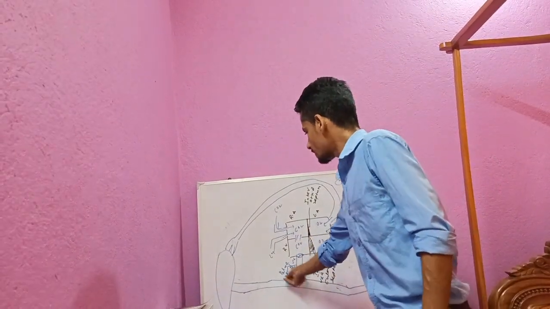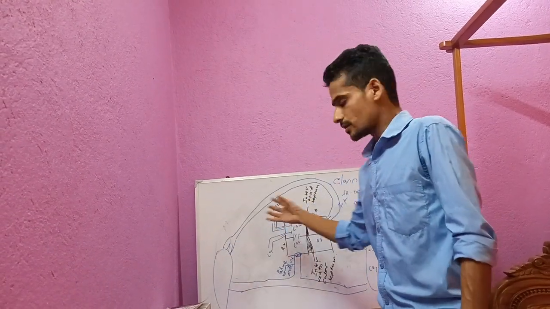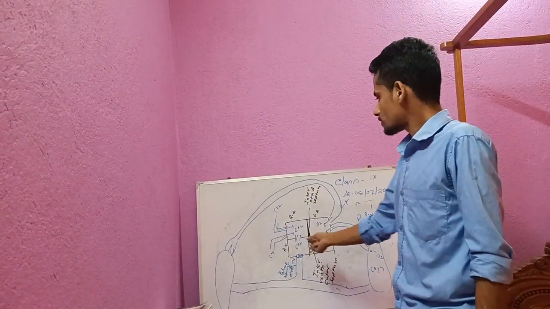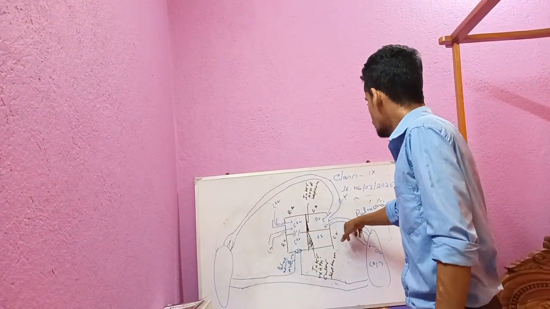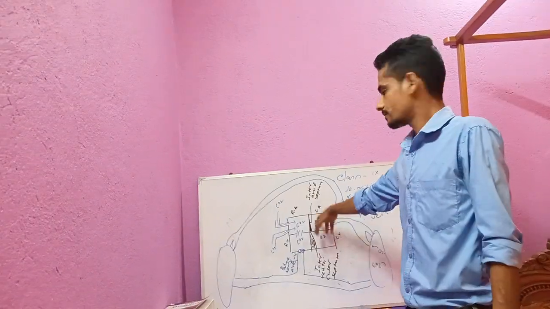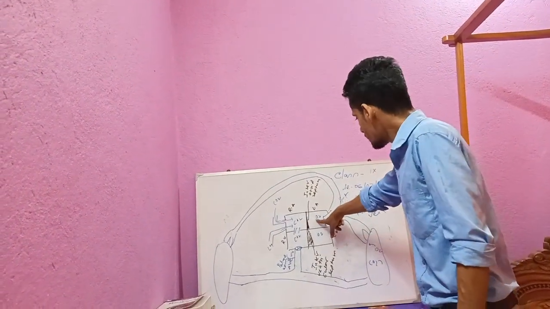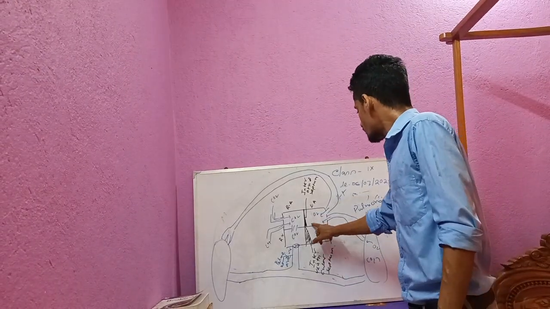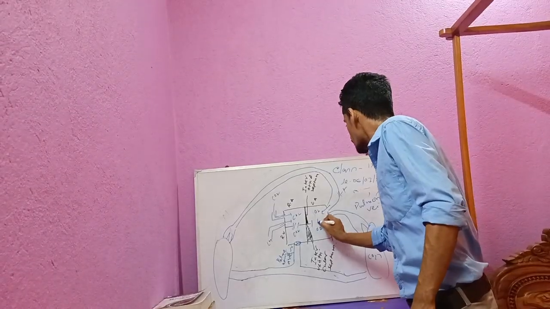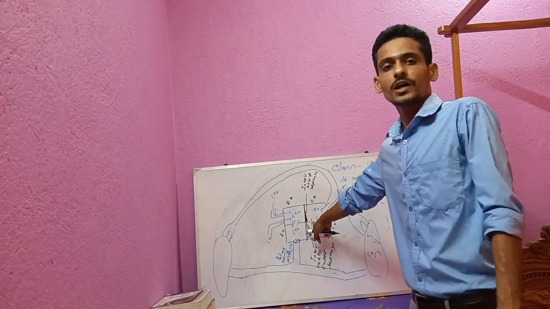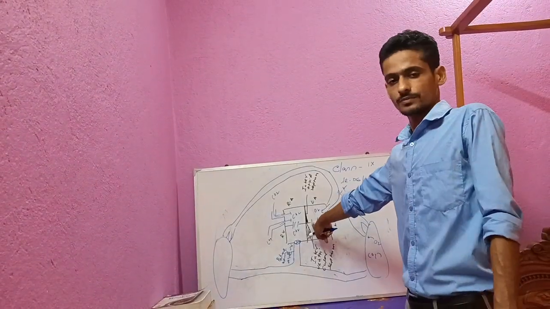So we can say that from the right ventricle, deoxygenated blood enters the pulmonary artery. From the pulmonary artery it goes to the lungs. Here gaseous exchange takes place. Deoxygenated blood gets converted to oxygenated blood, and this oxygenated blood enters the left atrium through the pulmonary vein. And from this left atrium, blood enters the left ventricle by passing through the bicuspid valve. This is the bicuspid valve. It is also known as the mitral valve.